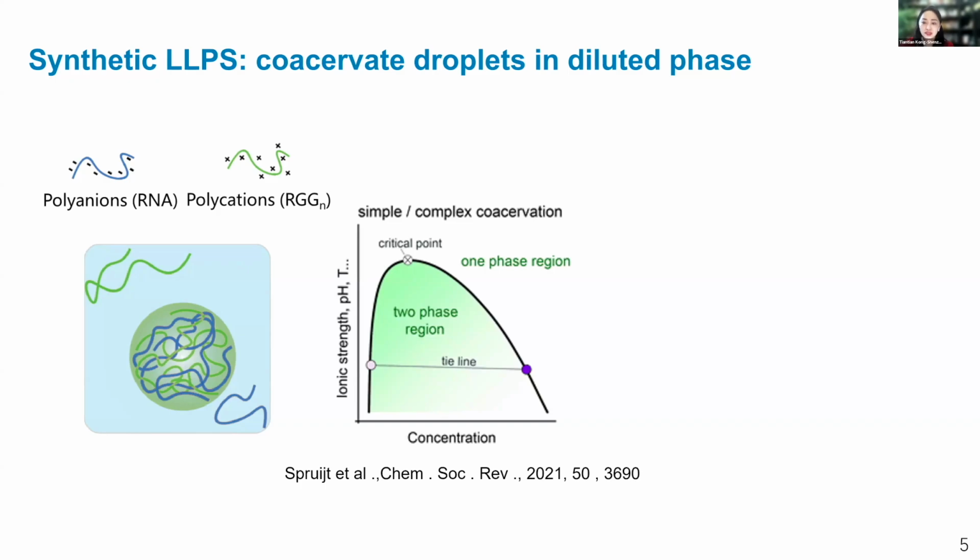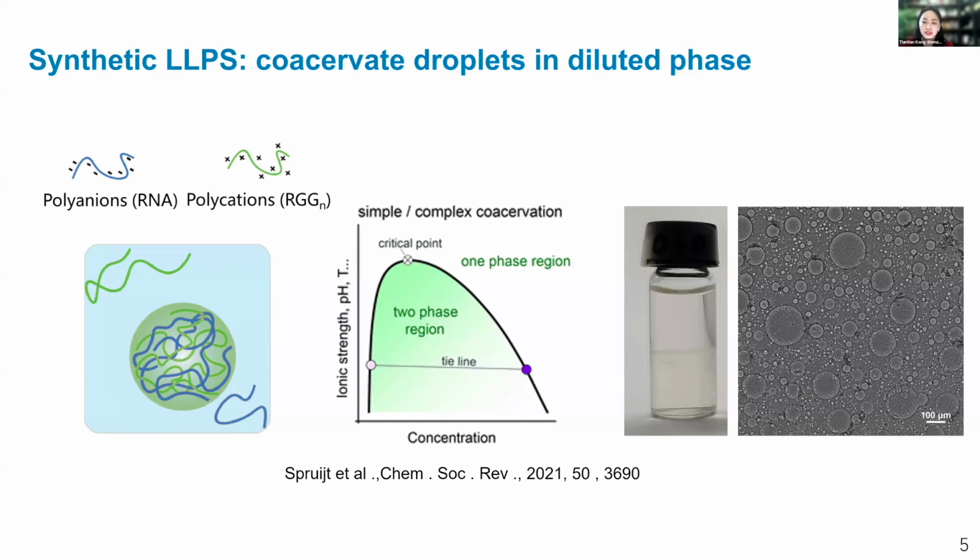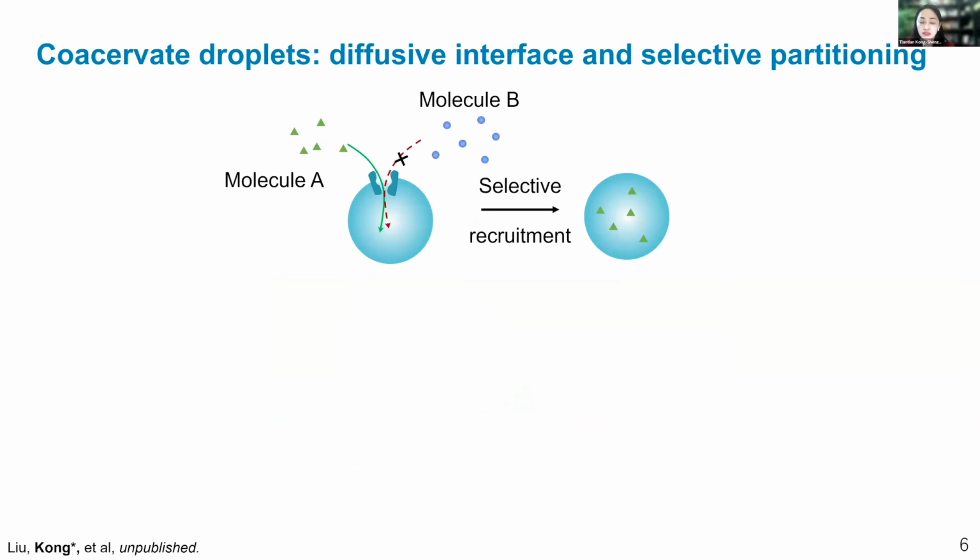If the conditions are right, the mixture will split into a dense droplet phase and a surrounding continuous phase. Here you can see in the microscopic image a clear demonstration that these are condensed droplets in the solution. The most interesting thing about this water-in-water droplet, or what we call a coacervate droplet, is its diffusive interface and its remarkable ability to selectively recruit certain molecules.